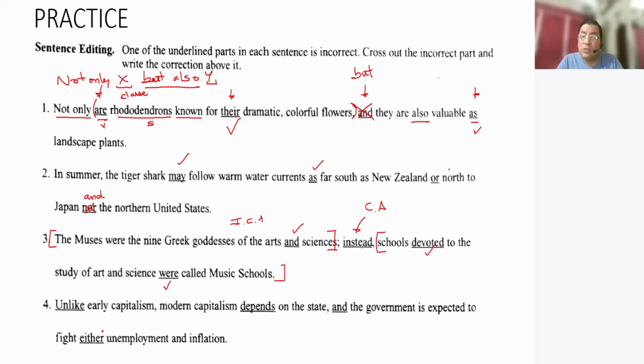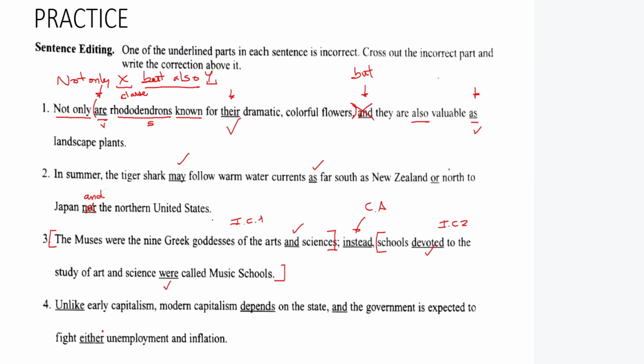Instead is being used to establish the logical relationship between these two parts of this thought, these two clauses. But it doesn't sound reasonable. We are saying when we propose instead that the second thought, the second clause should go in the place of the first, but this doesn't sound reasonable. What is reasonable is to say that the reason why schools were called music schools is actually the fact that the name of the Greek goddesses of the arts and sciences was the Muses. Notice the relationship between muses and music, right?